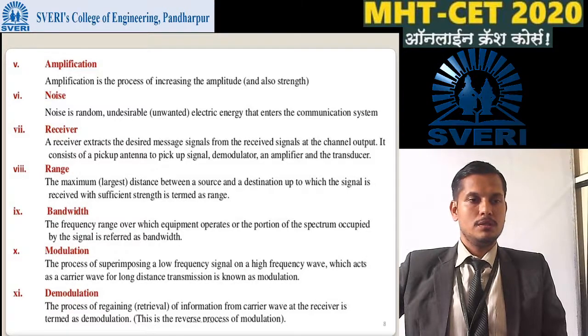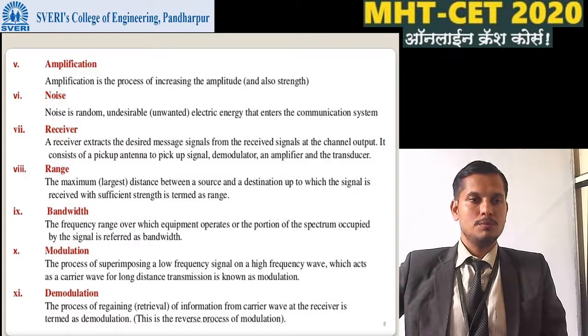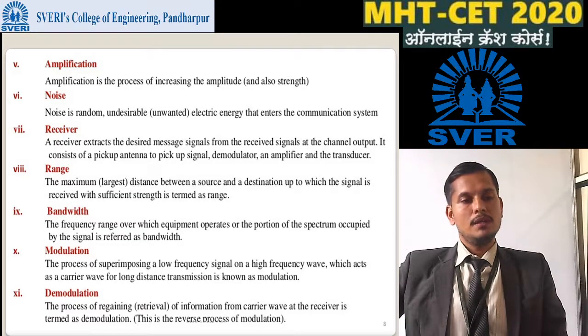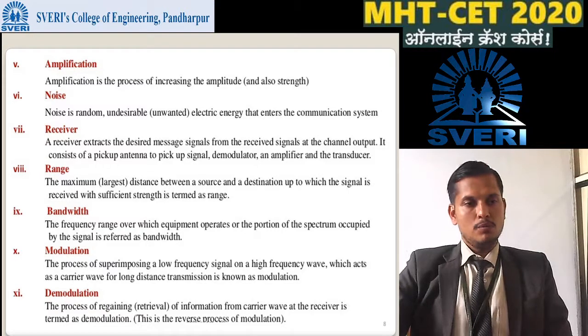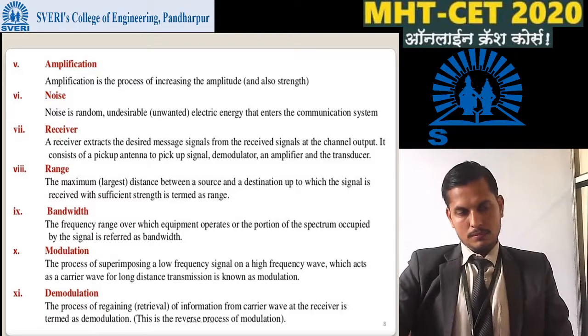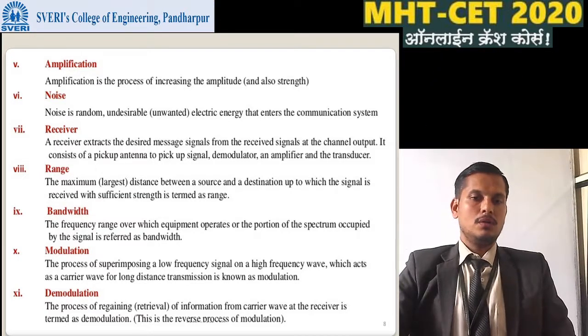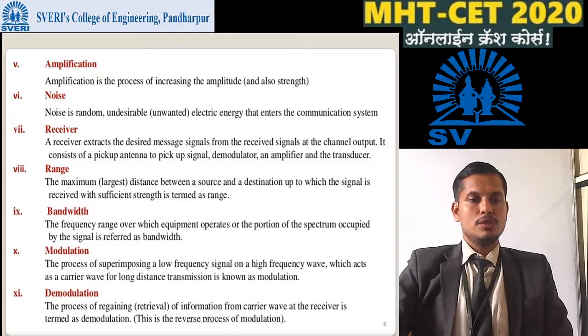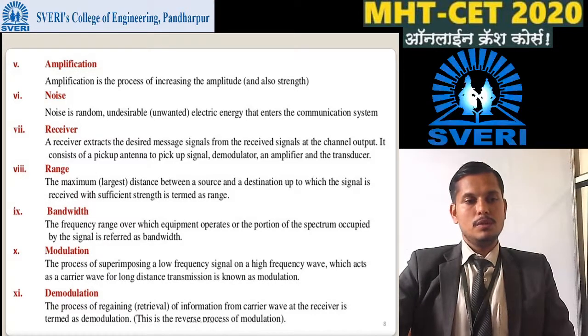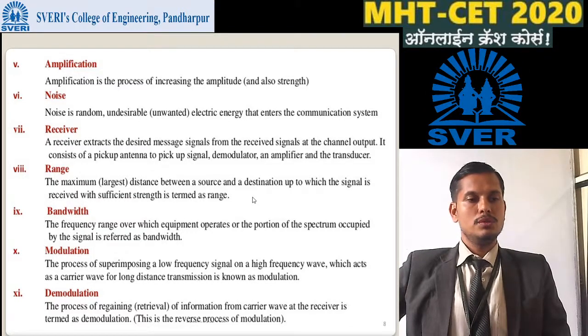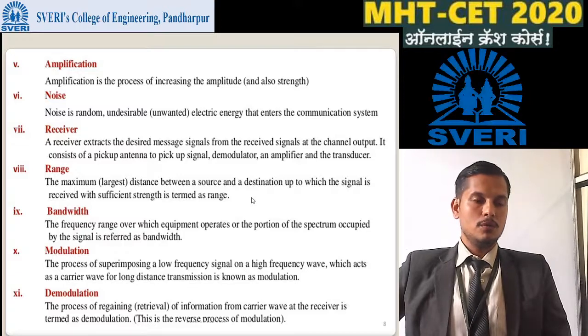Range is the maximum distance between source and destination up to which we get sufficient strength. Bandwidth is the frequency range in which that equipment operates. And the last two are modulation and demodulation, where we are superimposing our original information on a carrier wave for long distance transmission, and in demodulation we are regaining or extracting that information from the carrier wave at the receiver end, that is called demodulation.